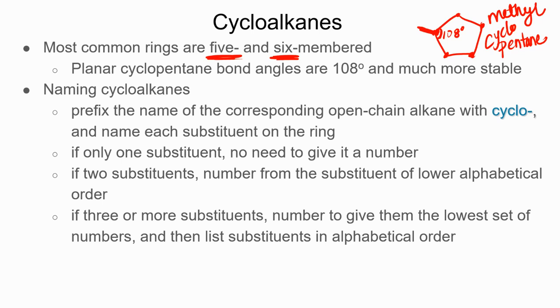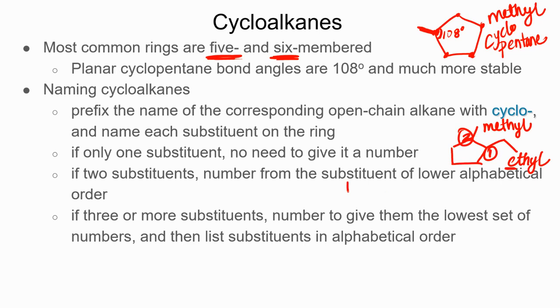If there are 2 substituents, we're going to number from the substituent that is lower alphabetically. So let's say that we have cyclopentane and we have a methyl group on it and an ethyl group on it. Well, the methyl group starts with M, the ethyl group starts with E. So we might as well put this as our 1 carbon because it's going to be first alphabetically. So we kind of have a choice of which direction we're going to go. Might as well have the 2 be methyl and the 1 be ethyl.